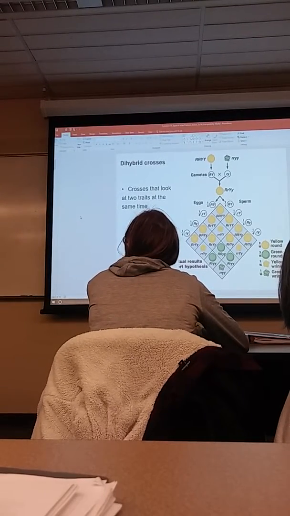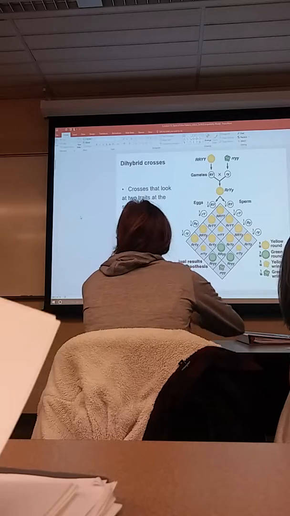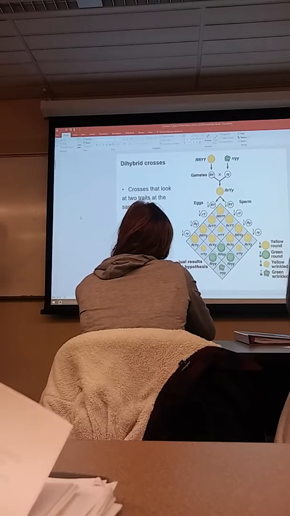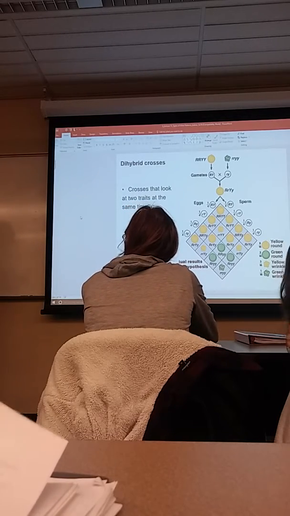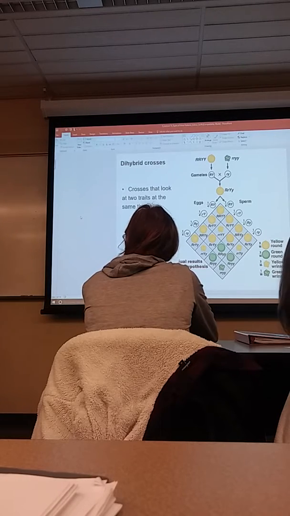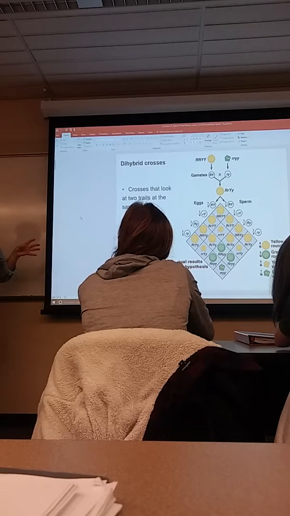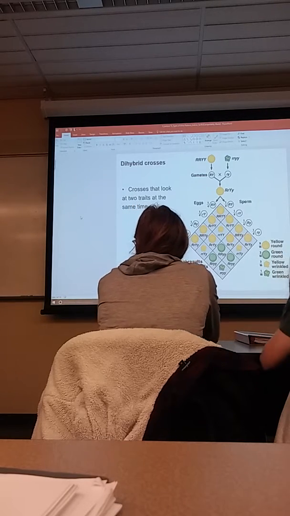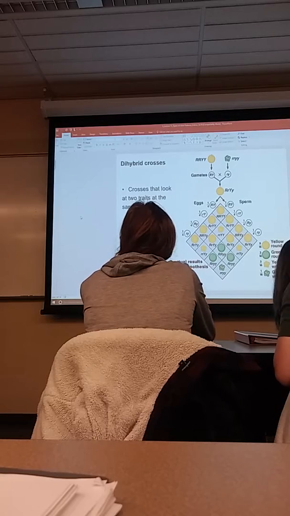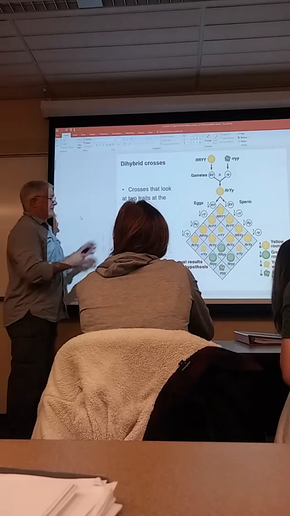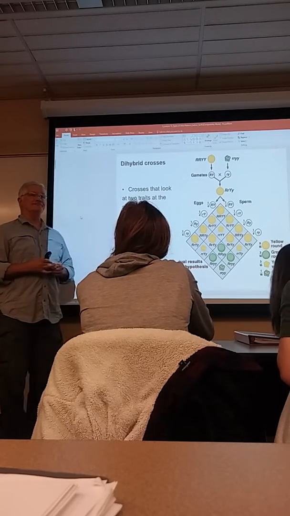Up until now, we've done monohybrid. Keep in mind, hybrid means blending, or not, wrong choice of words. Not blending, but a mixture of gametes from mom and dad. Mono means one, di means two. So now we're looking at two traits at the same time and asking what are the chances of all the possible combinations of alleles from those two individuals. That means you have to have 16 squares when you're all done.